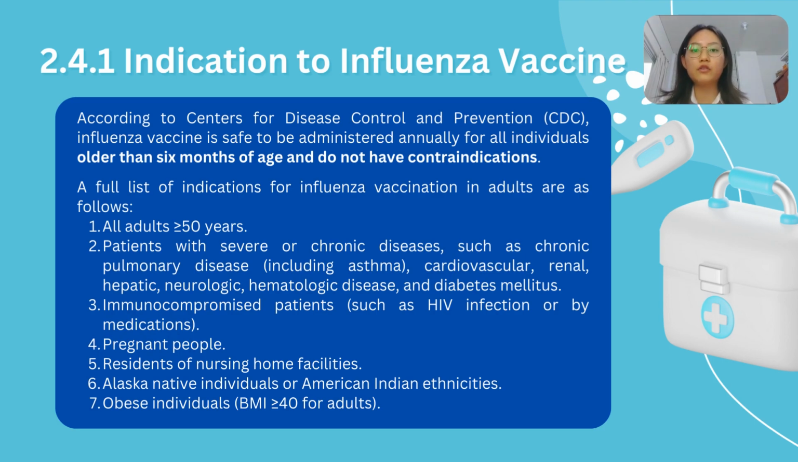All adults 50 years old or above, patients with severe or chronic diseases such as chronic pulmonary disease including asthma, cardiovascular, renal, hepatic, neurologic, hematologic diseases, and diabetes mellitus. Immunocompromised patients such as HIV infection or those on biomedications, pregnant people, residents of nursing home facilities, Alaskan Native individuals or American Indian ethnicities, and obese individuals.